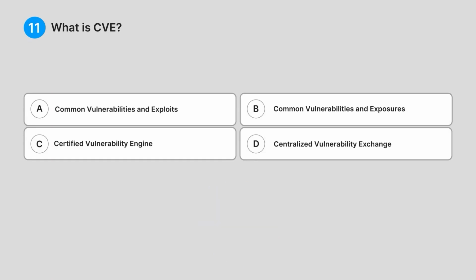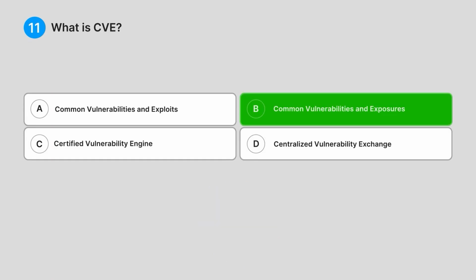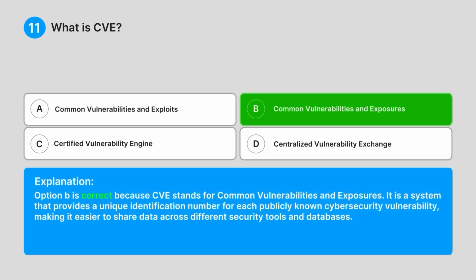Correct answer: B. Common vulnerabilities and exposures. Explanation: Option B is correct because CVE stands for Common Vulnerabilities and Exposures. It is a system that provides a unique identification number for each publicly known cybersecurity vulnerability, making it easier to share data across different security tools and databases.